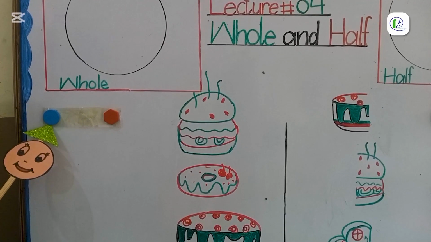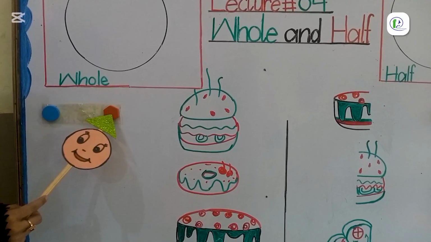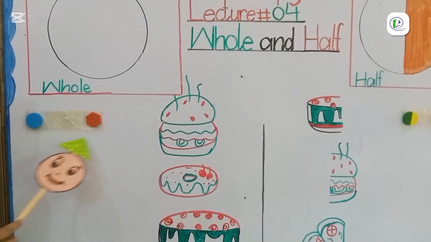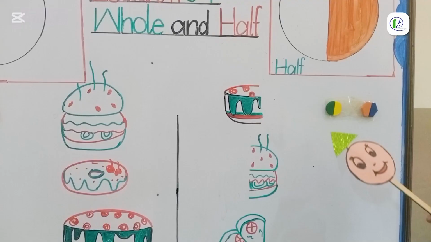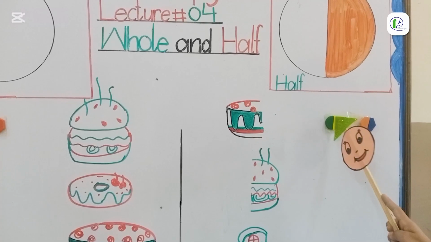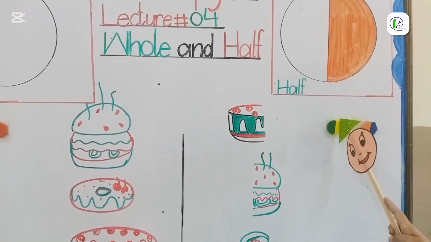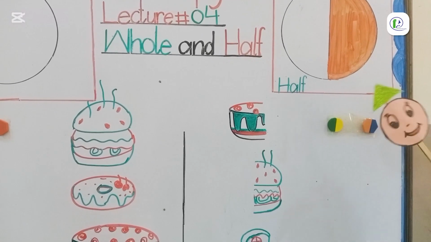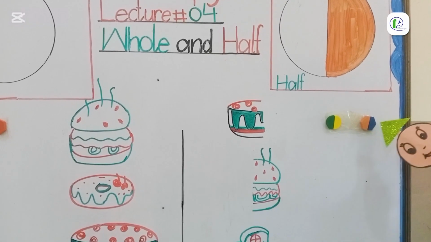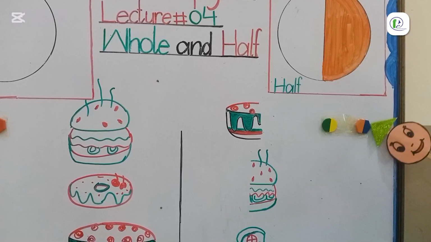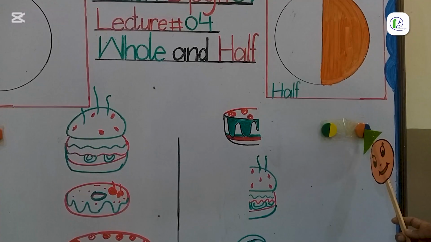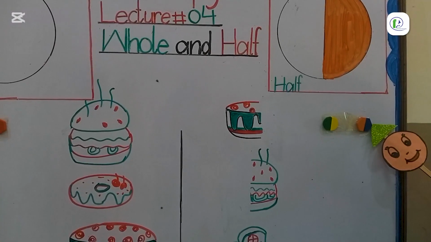Okay, you can see these two shapes are whole. These two shapes are presenting whole shapes. Okay, you can see half, half. This shape is divided into two equal parts. So, yellow part is half and green part is also half. Next shape is whole, but we divide it into two equal parts, like blue is half and orange is half.